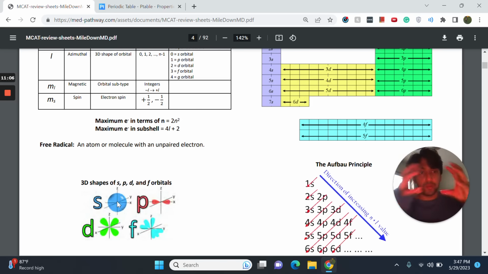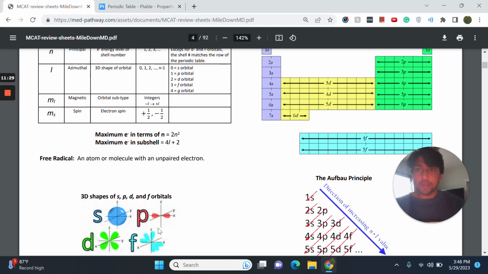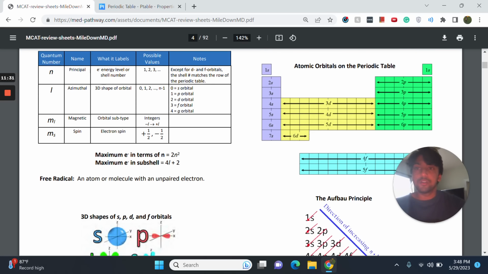That doesn't mean it's always going to be there. Sometimes it might be way far away, but 95% of the time, the electron is going to be within the space. Same thing with p, it's going to be somewhere within this space. And d, it's going to be somewhere within that shape. I can't make it with my hands. And f, similar thing.